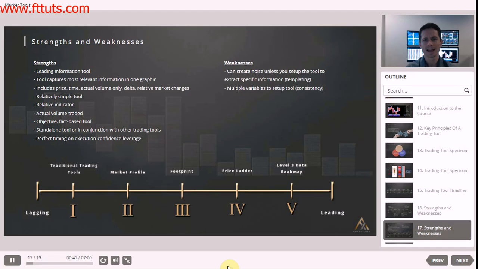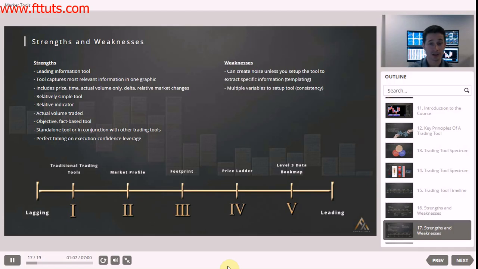Okay, so let's start off and talk about some of the weaknesses of the footprint tool, because again, the footprint definitely does have weaknesses, and it's important to understand those as well. So the first weakness is that the footprint can create a lot of noise if you do not set it up correctly. And that's the purpose of the first 5 units. I'm going to get you to set up the footprint in a very simplistic manner.